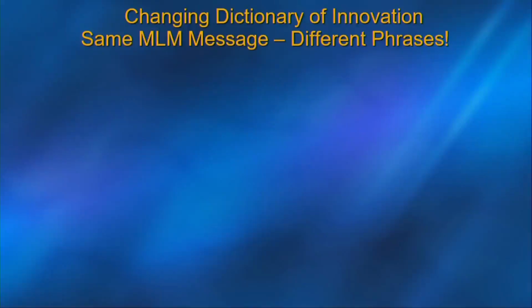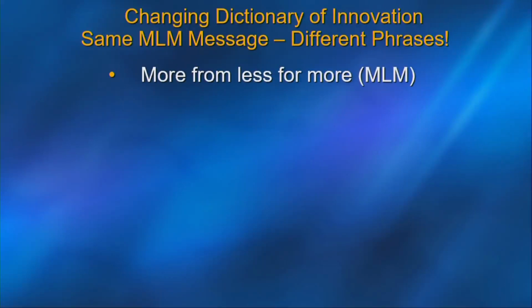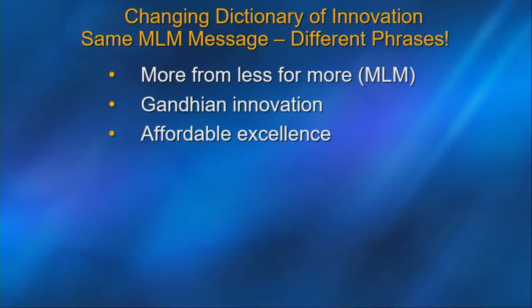Now, you will hear more from less for more in different terminologies. Like, for example, you will hear Gandhian innovation that I talked about. You will hear about affordable excellence. You will say, come on, you must be joking. What is affordable can't be excellent. What is excellent cannot be affordable. But I will show you by examples as to how that can be actually achieved.